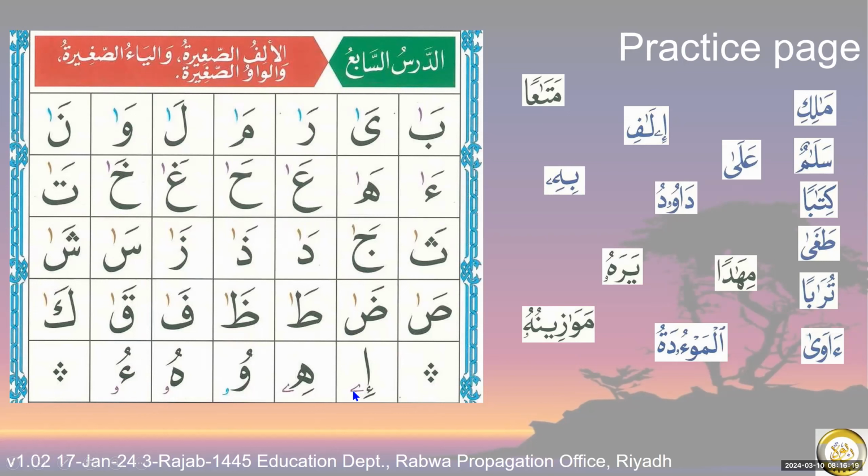Here, only a few examples are given for ya sagira and waw sagira. It does not mean that it only comes on these letters. No, it can come on any letter from the 28 letters of the Arabic language. So, hamza kasra ya sagira can come with ba, ya, ra. All these letters can have this ya sagira or waw sagira. So, we will see some examples.